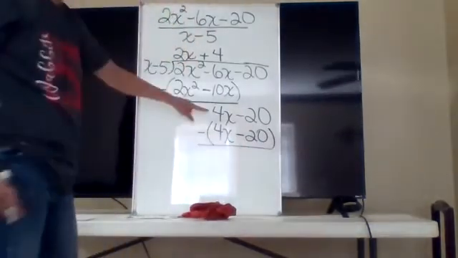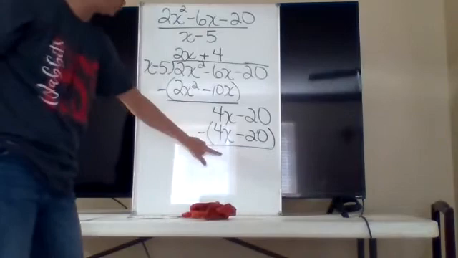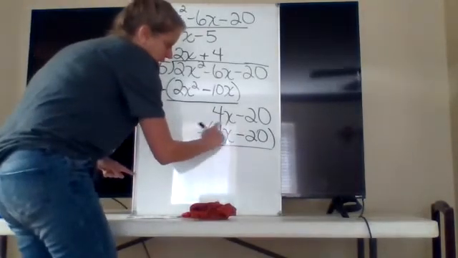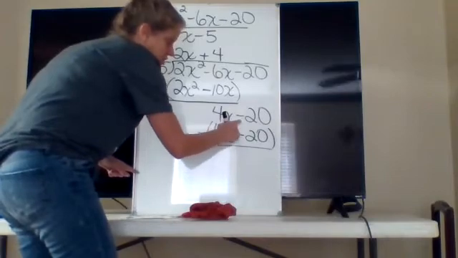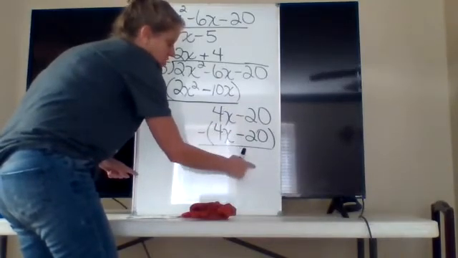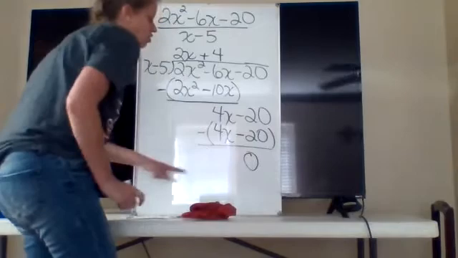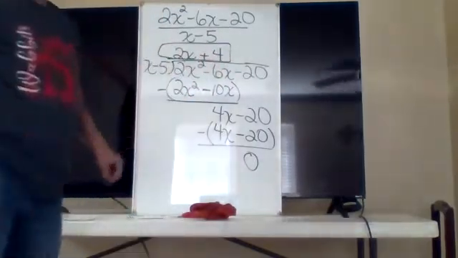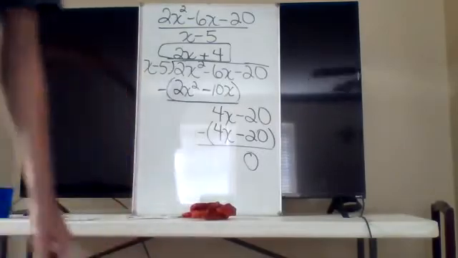And once again, look what happens. 4x minus 4x is nothing. This minus turns this right here into a plus. So you have -20 plus 20, which again is nothing. So you have no remainder. So this right here, that 2x plus 4 is your answer.